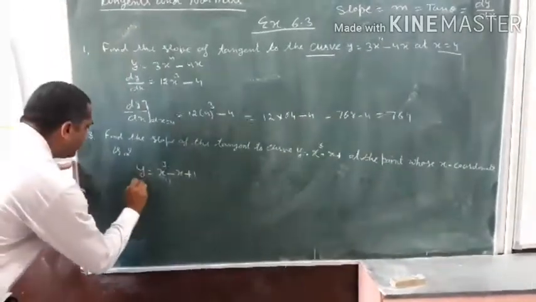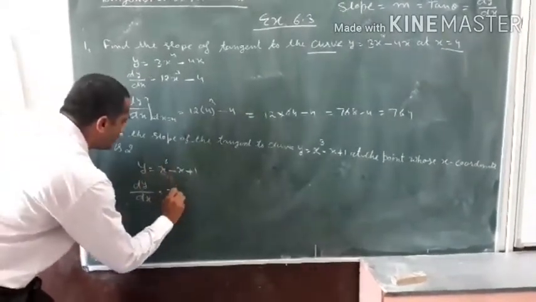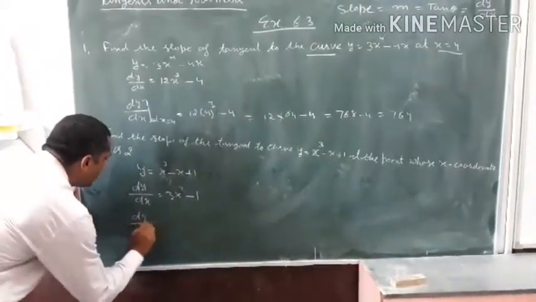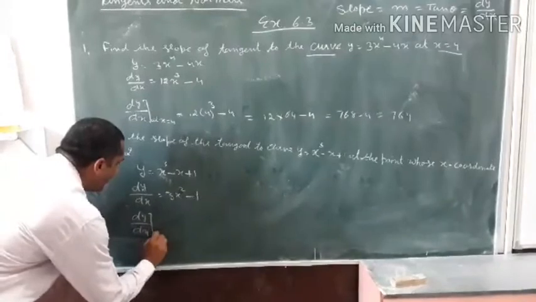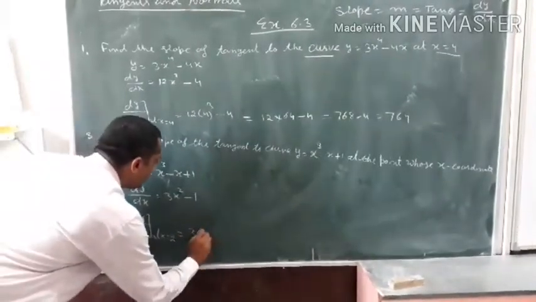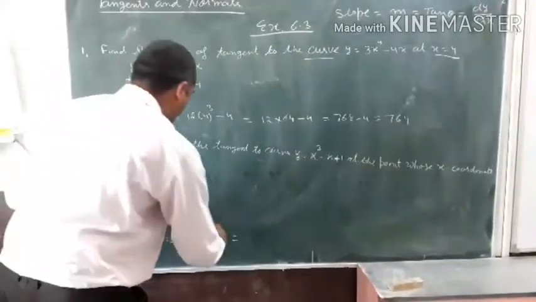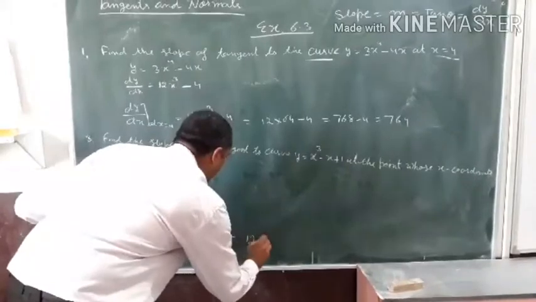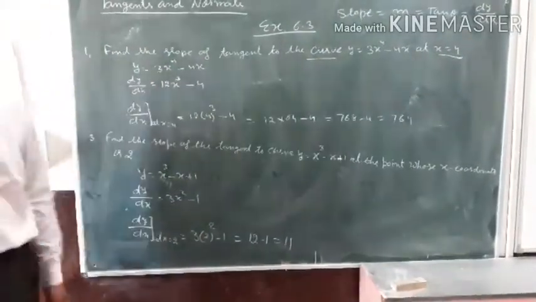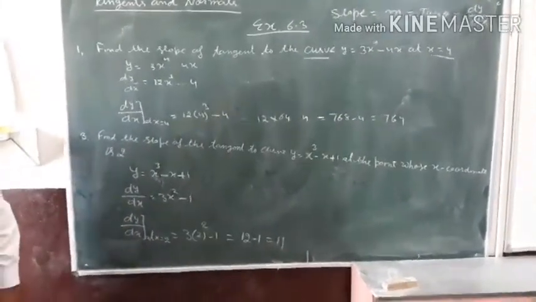So take the equation of the curve, y is equal to x cube minus x plus 1. The derivative dy over dx is equal to 3x square minus 1. And at x is equal to 2, it will be 3 into 2 raised to power 2 minus 1. So it will be 3 fours are 12, minus 1, it will be 11.